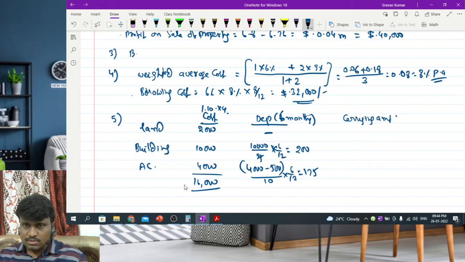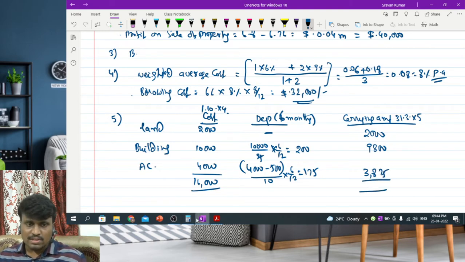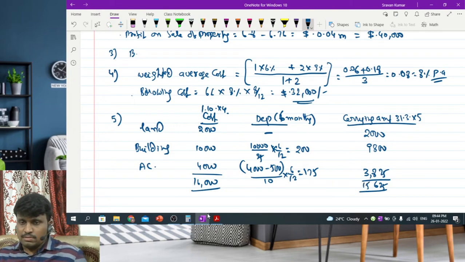Then the carrying amount on 31st March. Land is the same, 2000. Building is 10,000 minus 200, which is 9,800. AC is 4,000 minus 175, which is 3,825. Then the total amount if you calculate is 11,800 plus 3,825, which is nothing but 15,625.